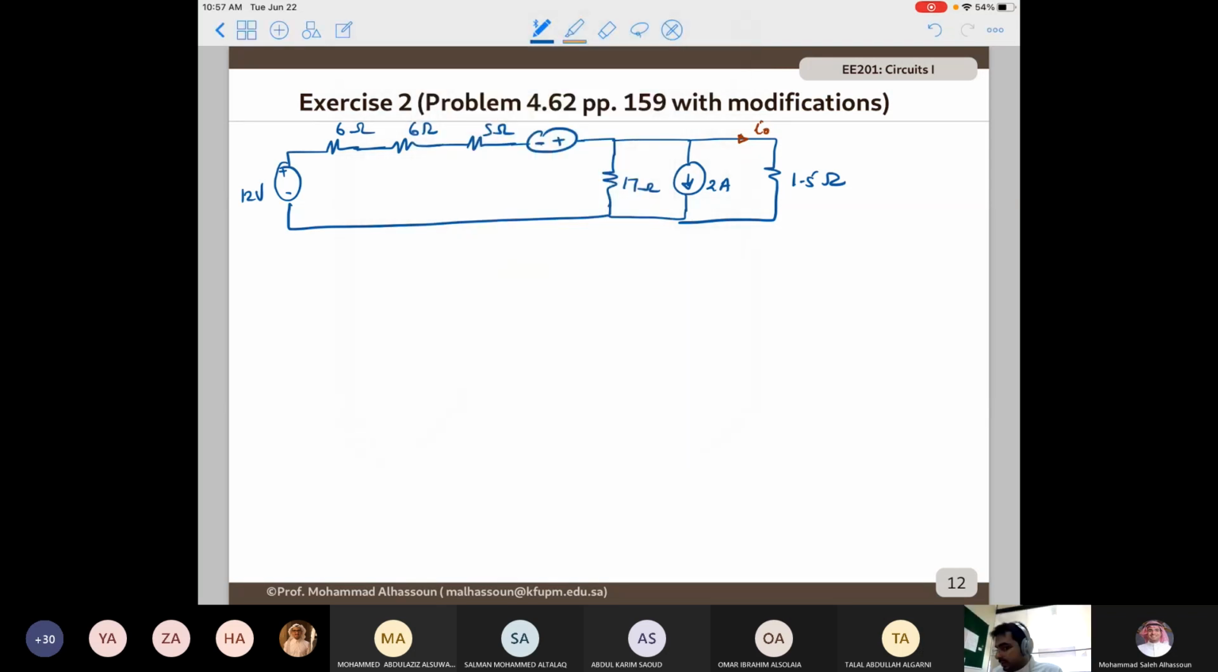So now we can do a series of simplifications. This one is 5 volts. We see that 5 and 12 are in series, so I can combine them. So I will get 17. And I get 6 plus 6 plus 5, which is 17 ohm. 17 ohm here.